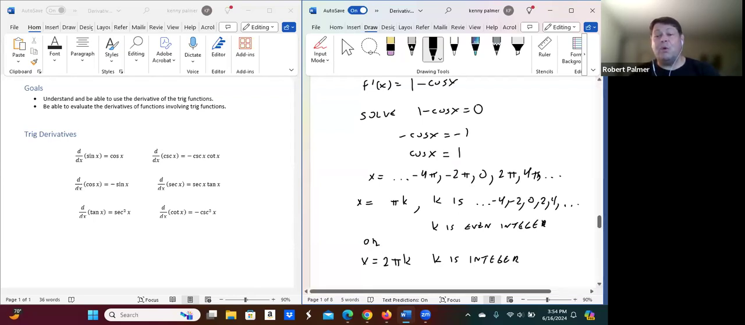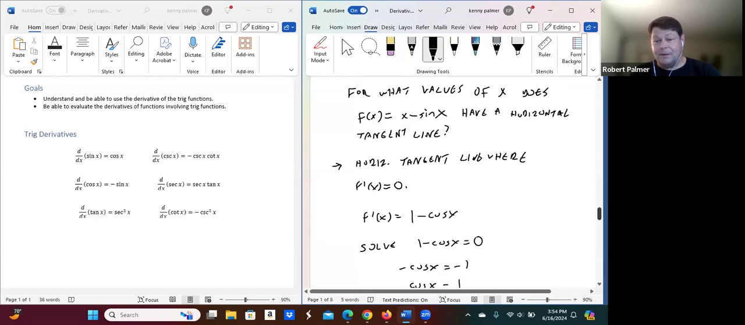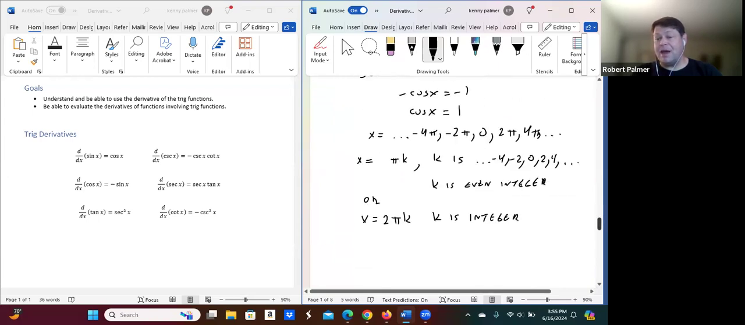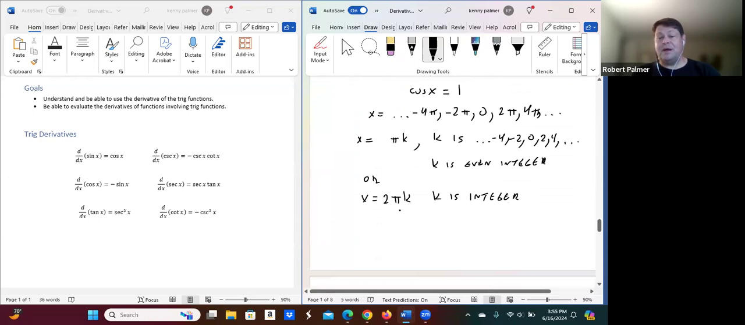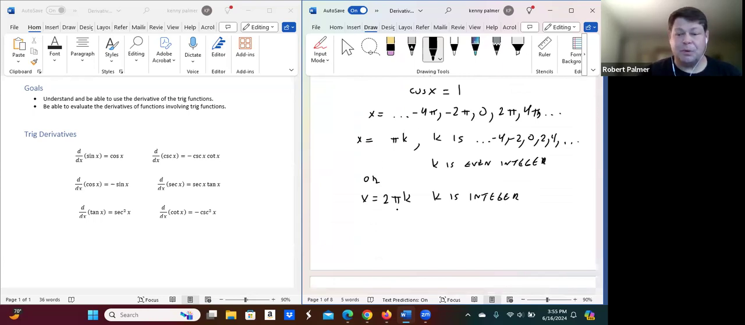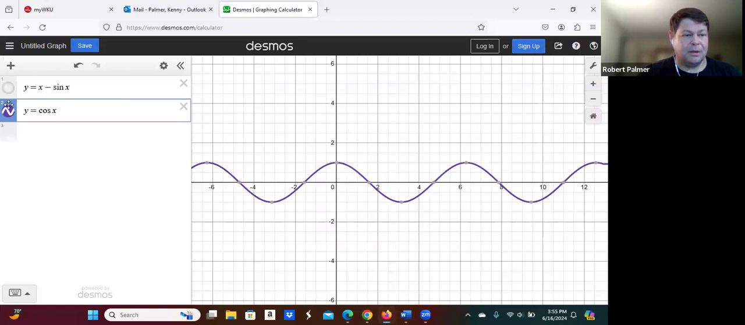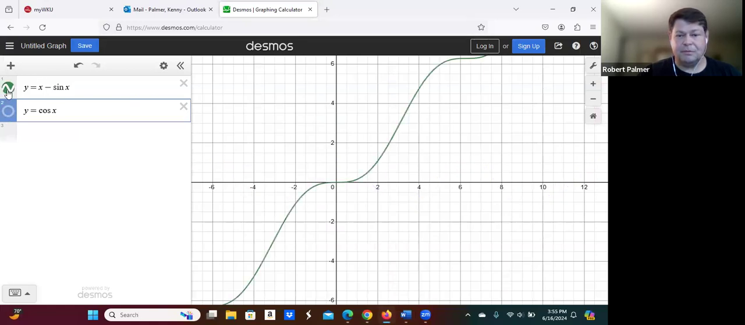Remember, once again, our overall question was: at what values of x does f of x equals negative sine of x have a horizontal tangent line? So the horizontal tangent lines are going to be whenever x is equal to 2 pi times k. Now let's go back to our graph and make sure this appears to be true. All right, so let's go back to Desmos. It is right here. Let's turn this off and turn this on.